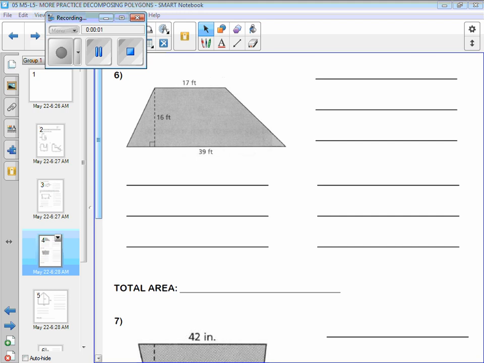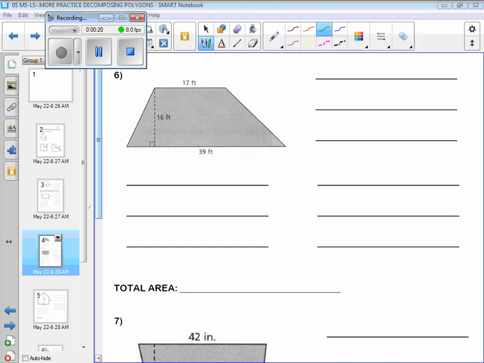Okay, starting with number 6. The pages are not numbered, but it's the second page, I believe, right? Yep, second page. All right, ready? I thought that this one was the most difficult one, and I'm going to tell you why.